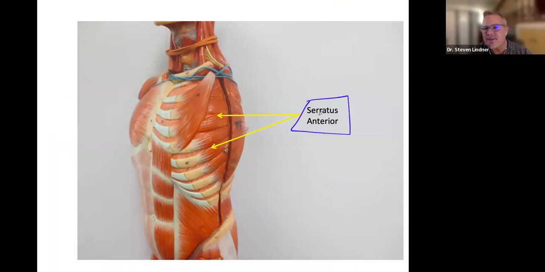When this is weak, we see this in young children. Young kids, probably under the age of 10, sometimes 9 or 8, you see them at the beach and you look at their backs and you see their shoulder blades. We call it winging of the scapula, where the scapula wings away from the thoracic rib cage.